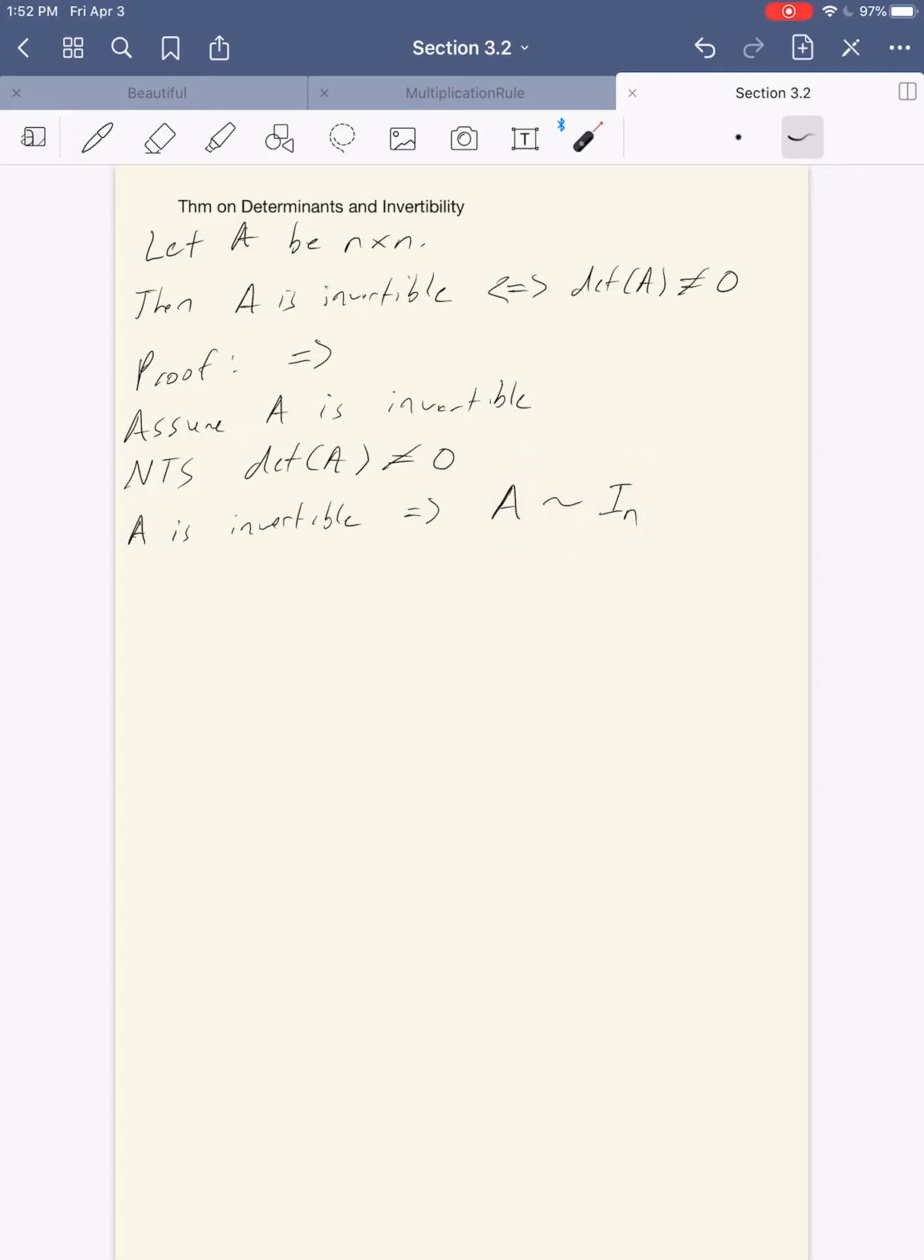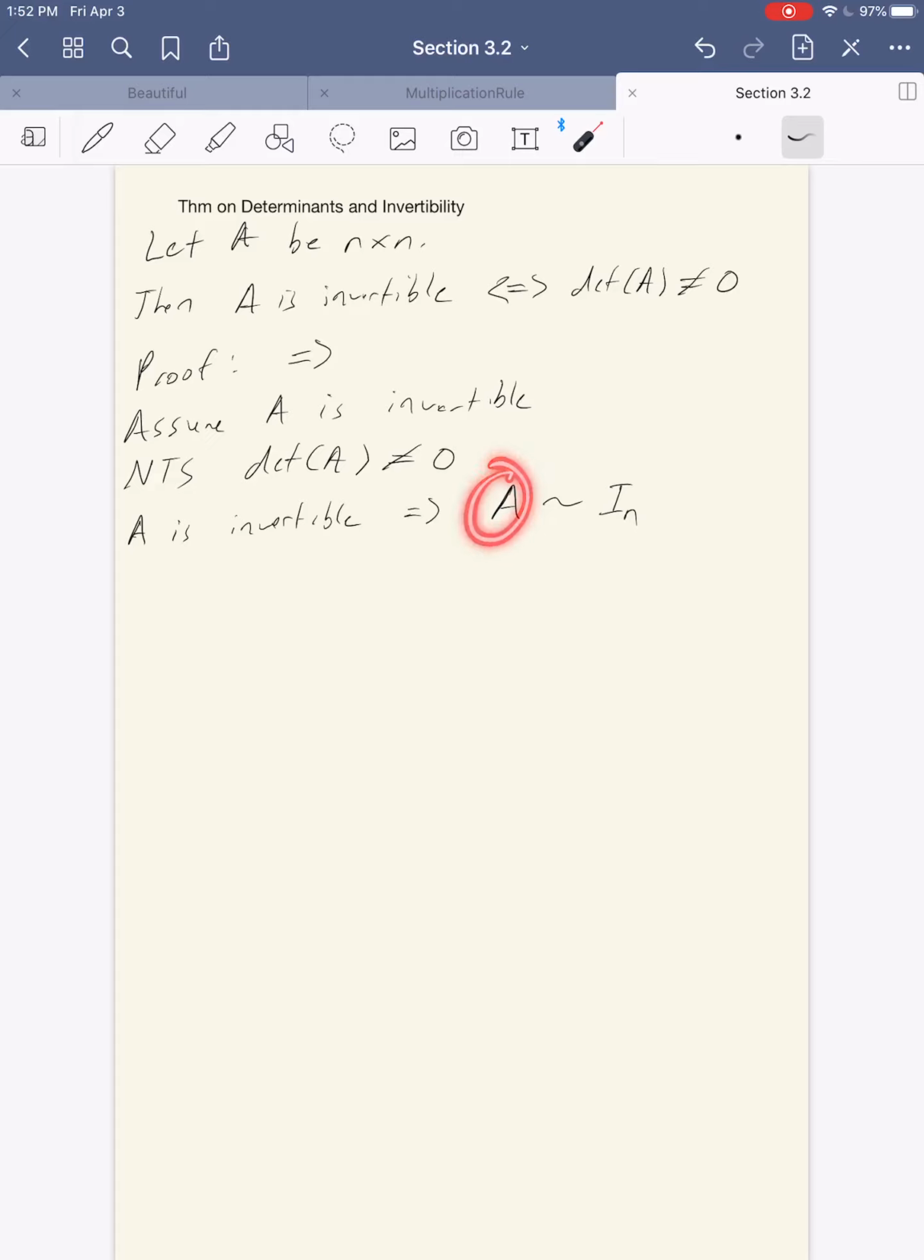Now, if you remember, when we discussed the elementary row operations, each elementary row operation at most modifies the determinant by a scalar amount. Interchanging two rows negates the determinant. Multiplying a row by a scalar value multiplies the determinant by that scalar value. And adding a multiple of one row to another row doesn't change the determinant at all. In other words, we stated that if two matrices are row equivalent, then their determinants are off by at most a scalar multiple.